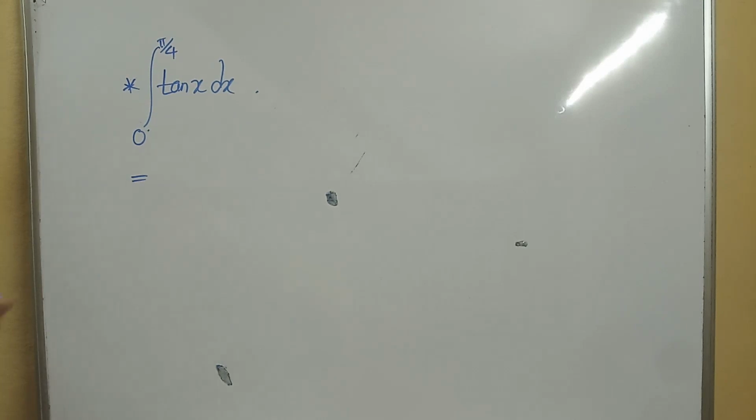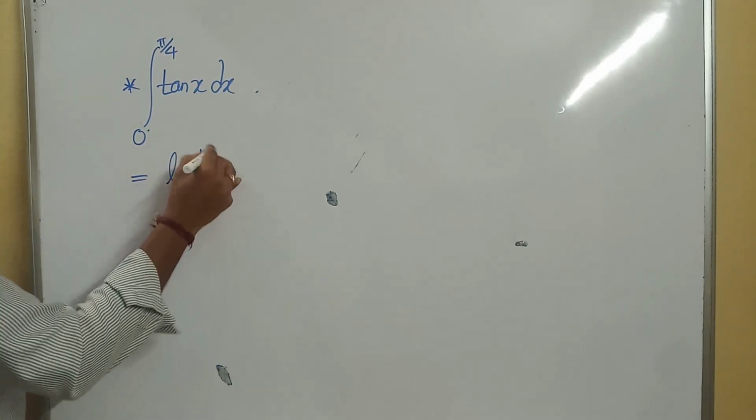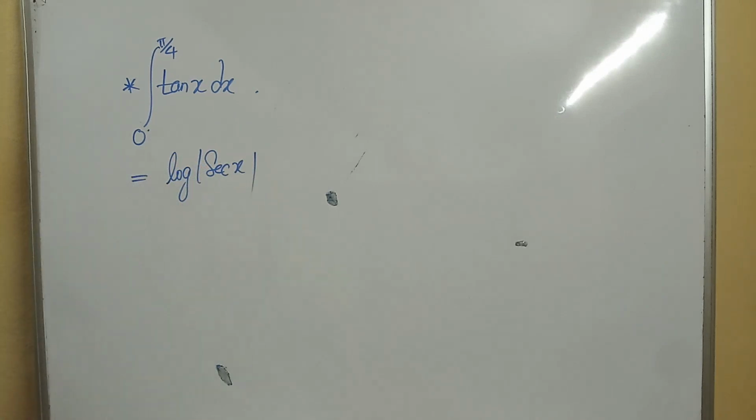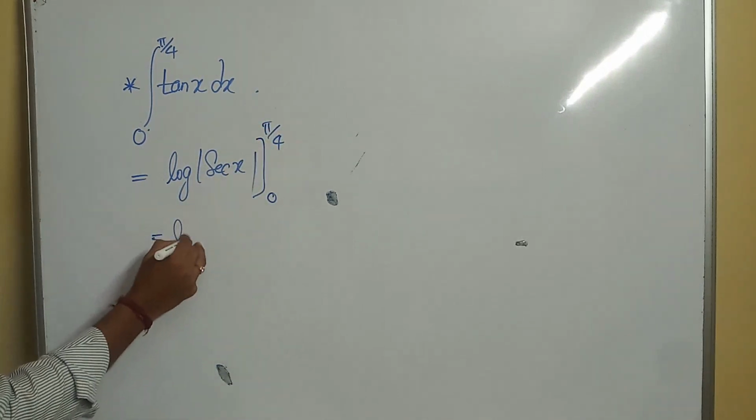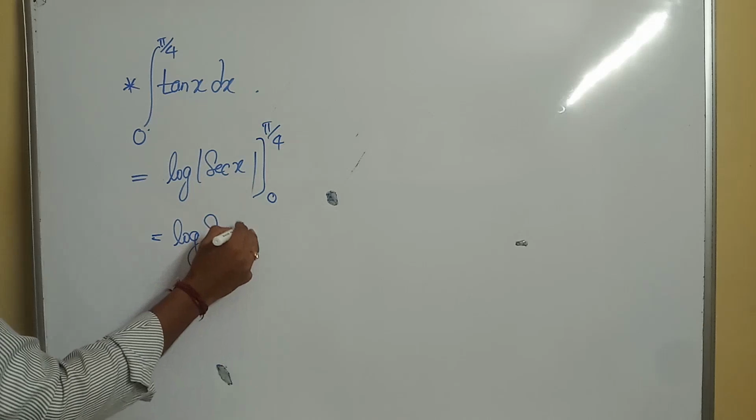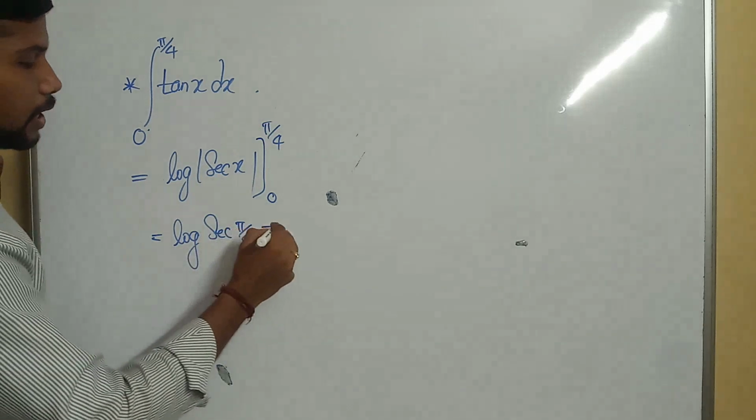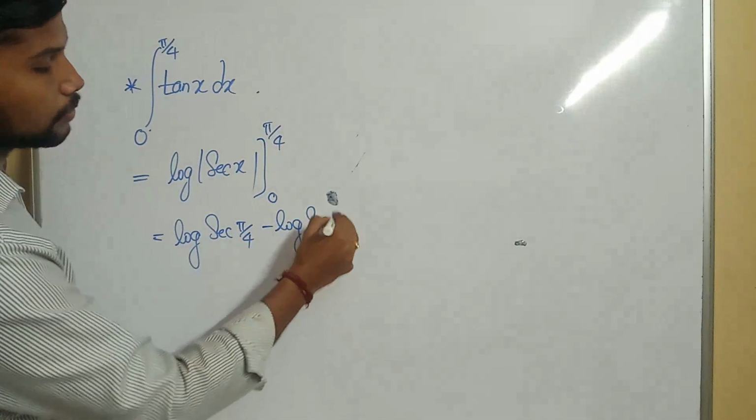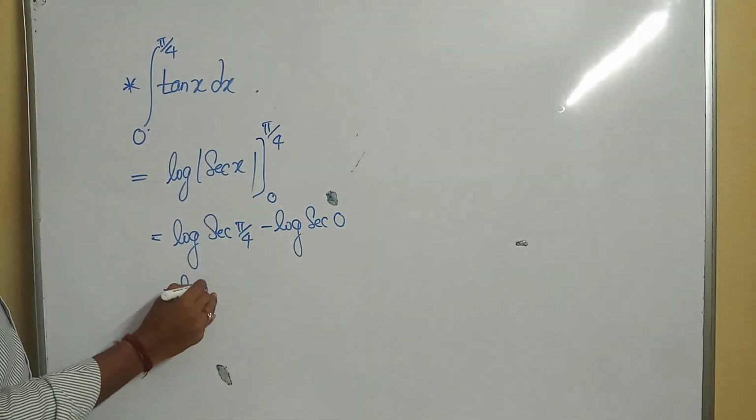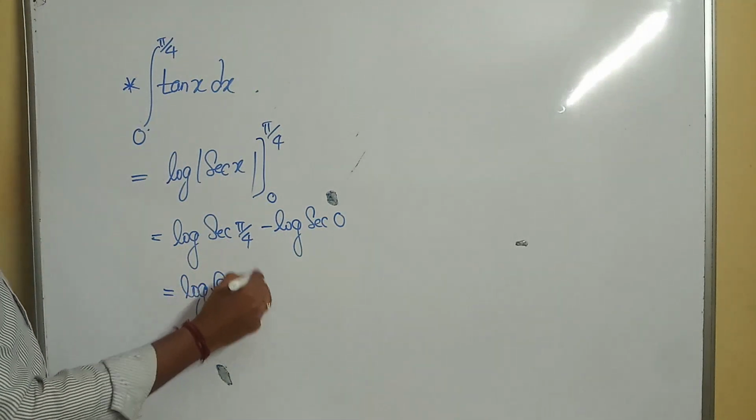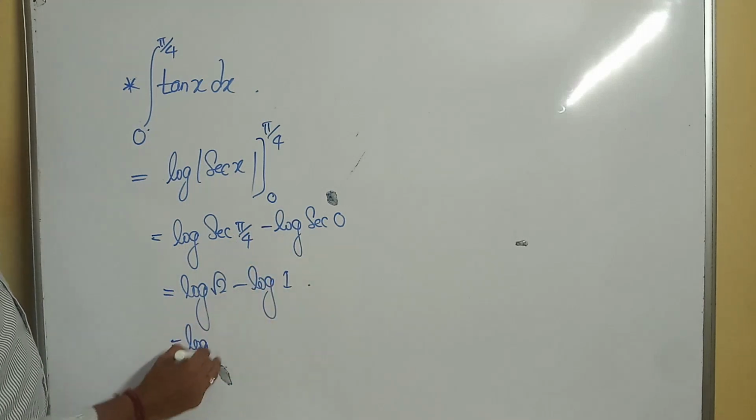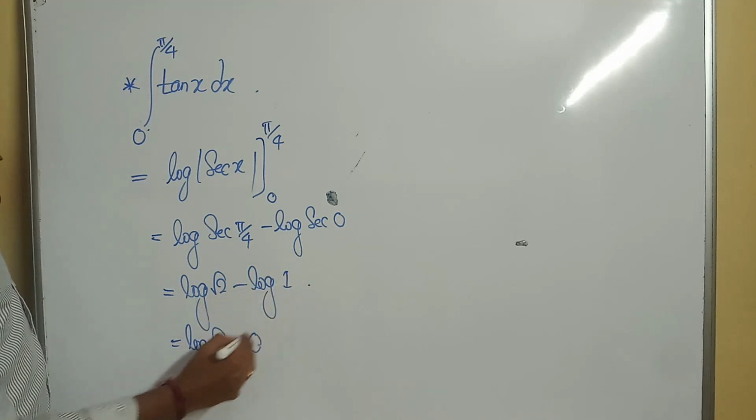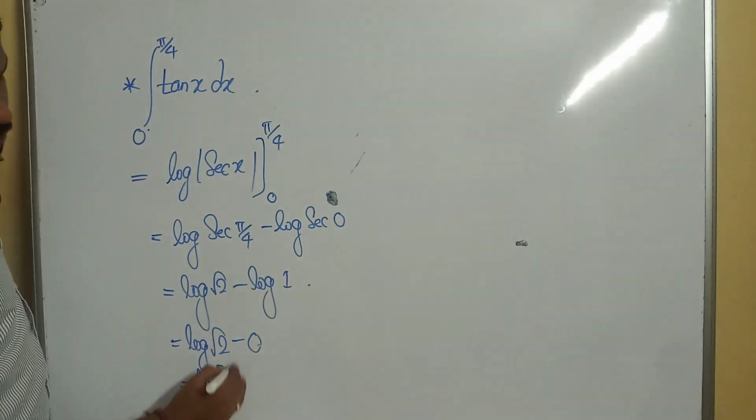Integral of tan will be log of modulus of secant of x. Okay. The limits will be 0 to pi by 4. Okay, apply the upper limit, log of secant of pi by 4, minus log of secant of 0. Okay, what is secant of pi by 4? Root 2, minus log of secant of 0 will be 1. It will be log root 2 only, because log 1 value will be 0, so its value will be log of root 2.